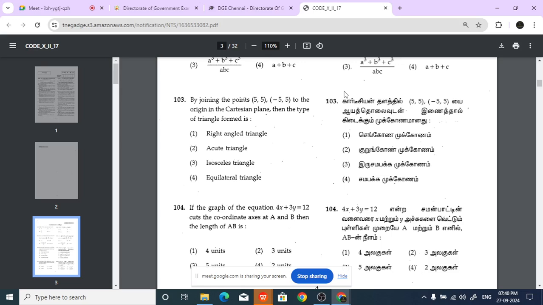By joining the points (5, 5) and (-5, 5) to the origin in the Cartesian plane, the type of triangle formed is? There are two points. One is (5, 5). Another one is (-5, 5). The third point is the origin. So if you connect all these three points, what kind of triangle will you get?